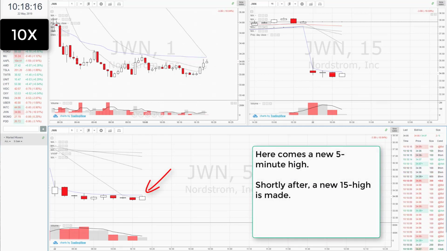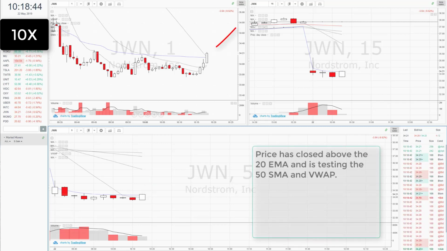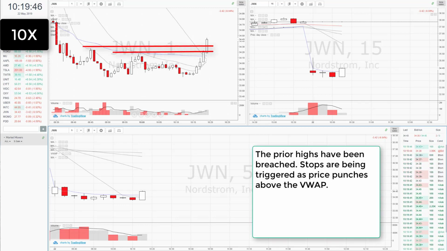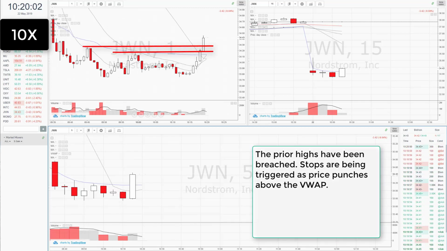Here comes a new 5-minute high. Shortly after, a new 15-minute high is made. Price has closed above the 20 EMA and is testing the 50 SMA and VWAP. We've closed above the VWAP. Many traders would expect the stock to reject such significant resistance. The prior highs have been breached. Stops are being triggered as price punches above the VWAP.